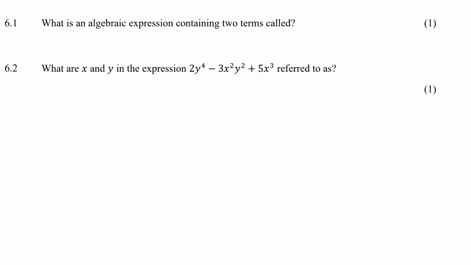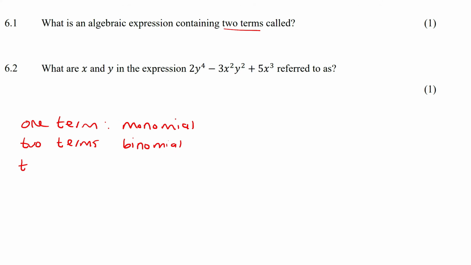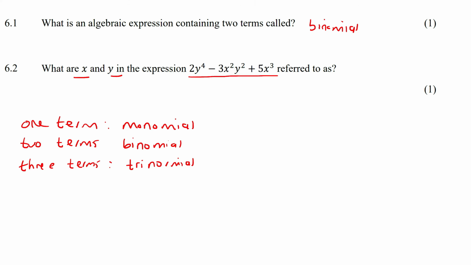What is an algebraic expression with 2 terms called? So you need to know this. If it's 1 term, we call that a monomial. 2 terms, think of a bicycle which has 2 wheels, so it's a bicycle. No, it's called a binomial. Then think about when you were younger, you used to ride something with 3 wheels, and you call that a tricycle. So we call it a trinomial. So 2 terms is going to be called a binomial. What are x and y in the expression of this? Okay, so they are called variables.